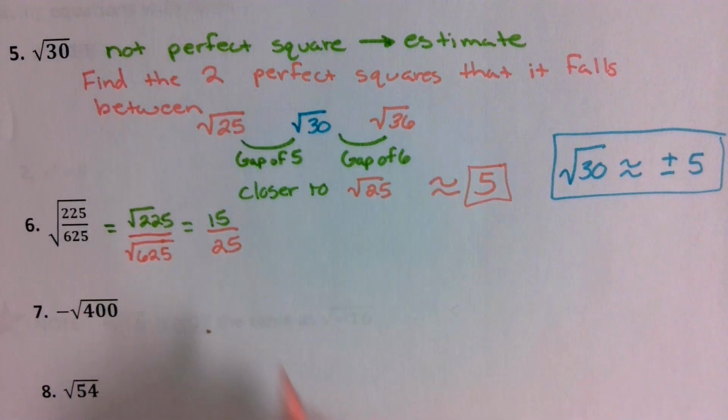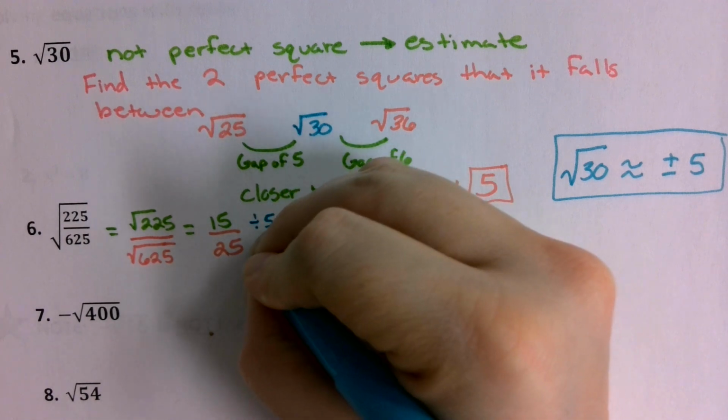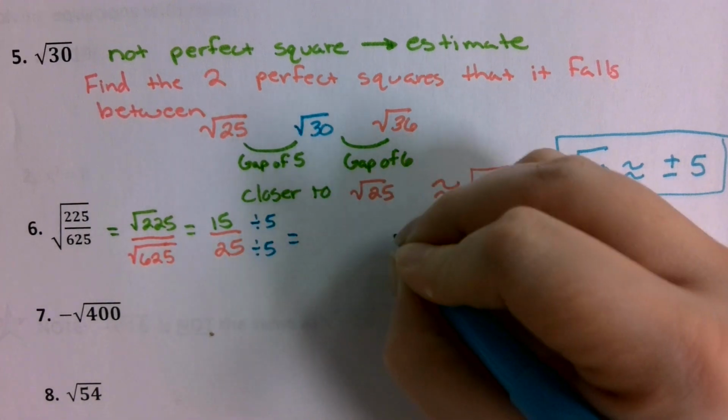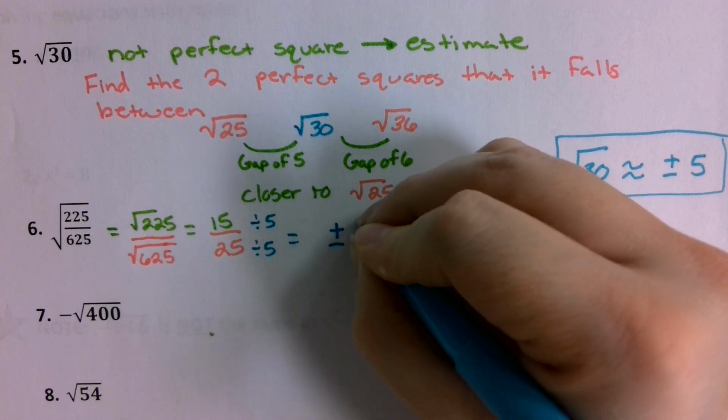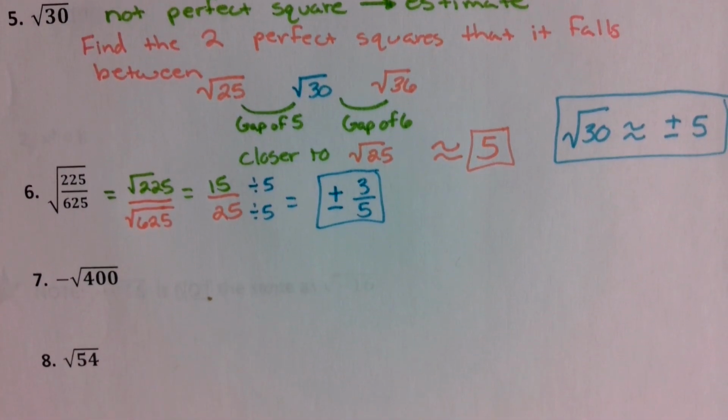25. So we get 15 over 25. However, this can be simplified. They both happen to be divisible by 5. So it's going to give us plus or minus 3/5. Always want to simplify your answers if you can.